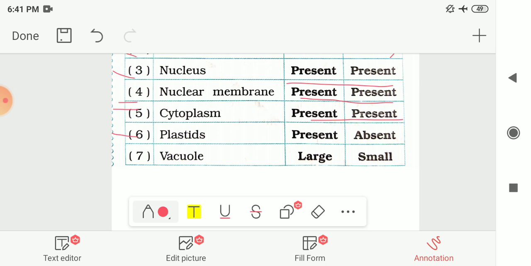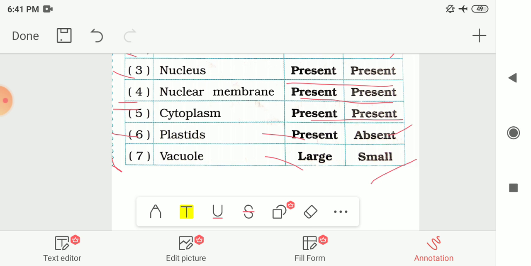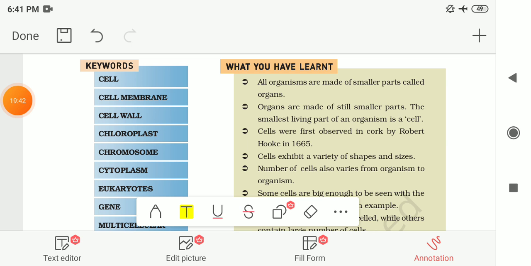Number 6 is plastids. Plastids are present in the plant cell and absent in the animal cell. Then the last one is the vacuole. In the plant cell the vacuole is large, and in the animal cell the vacuole is small. So this is the comparison between the plant cell and animal cell. So here our chapter gets over.